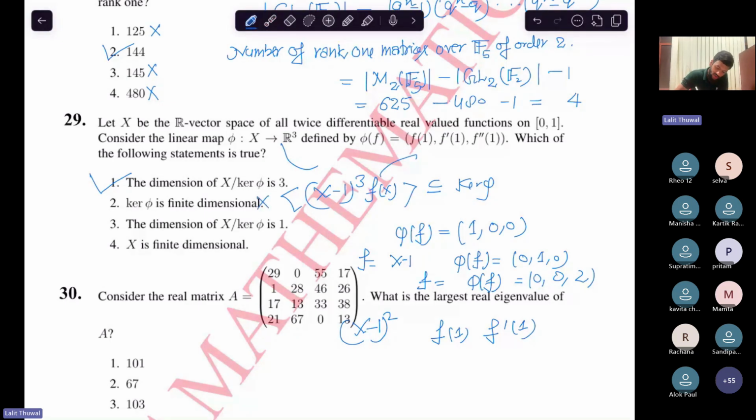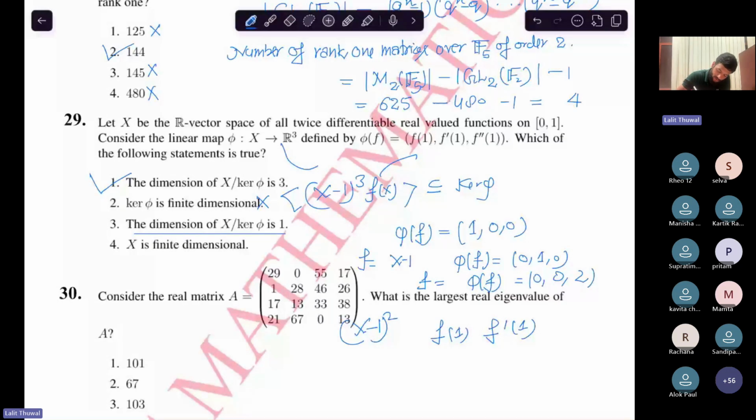Wrong. And the dimension of x squared phi is 1. It means that the image is only one dimensional. Independent vectors at least. That means it should look something like alpha times something, but that cannot happen. So X is finite dimensional.